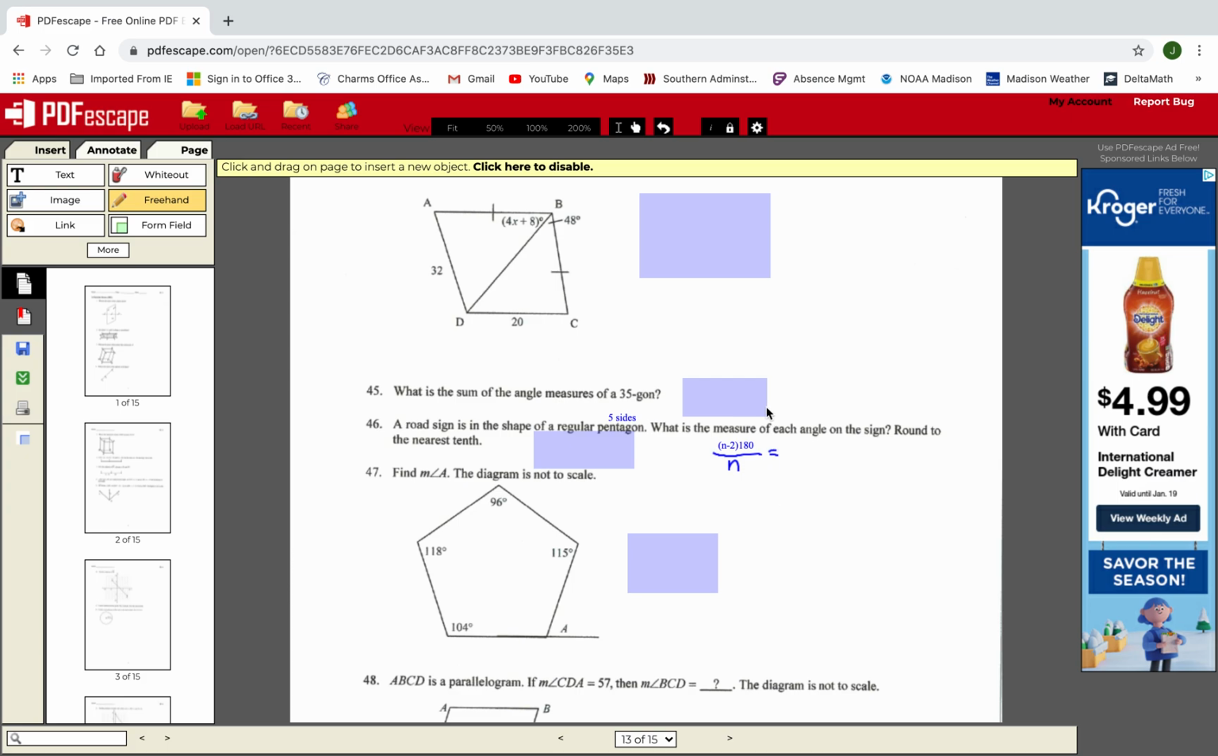No, this is each angle on the sign. If you're looking at a road sign, you're only looking at the interior angles. So for this one, we want 3 times 180. Whatever we get for that sum of the interior angles, we're going to divide that by 5 because there are 5 angles in a pentagon. 3 times 180 is 540. Dividing that by 5. Do you believe we get 108? Okay.